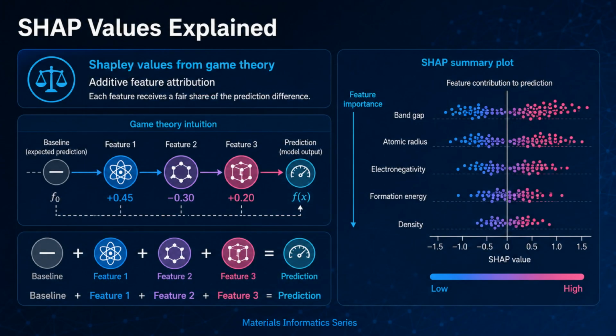SHAP stands for SHapley Additive exPlanations, based on game theory's Shapley values. For each prediction, SHAP calculates how much each feature contributed. Contributions sum to the difference between prediction and baseline. This provides both global feature importance and local explanations for individual predictions. It's model agnostic and theoretically grounded.